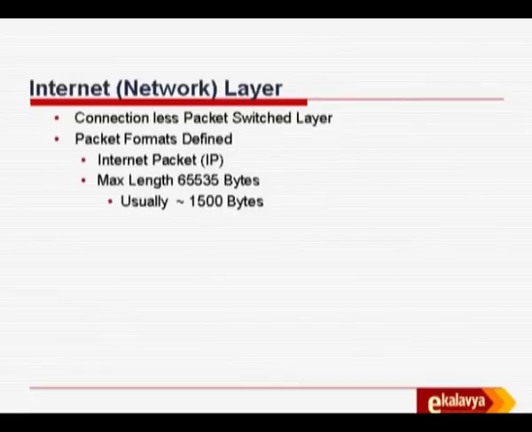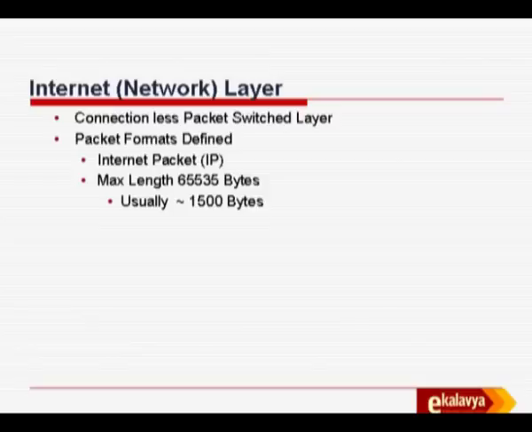So first, the internet or the network layer or the IP layer. It is a connectionless packet switched layer. We will see what connectionless is. Packet formats are defined in this layer. What is the packet format? Each packet is called an IP packet.